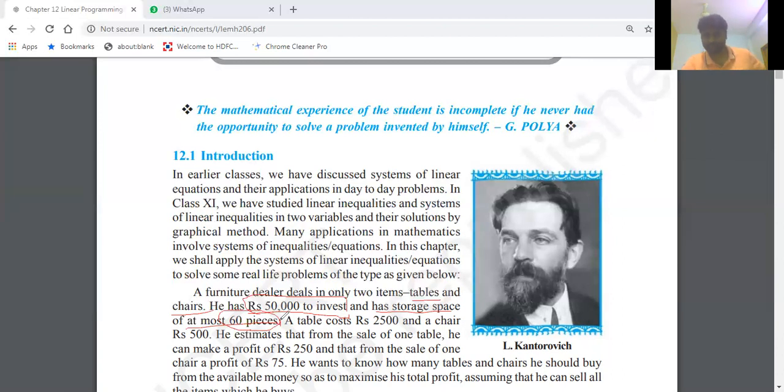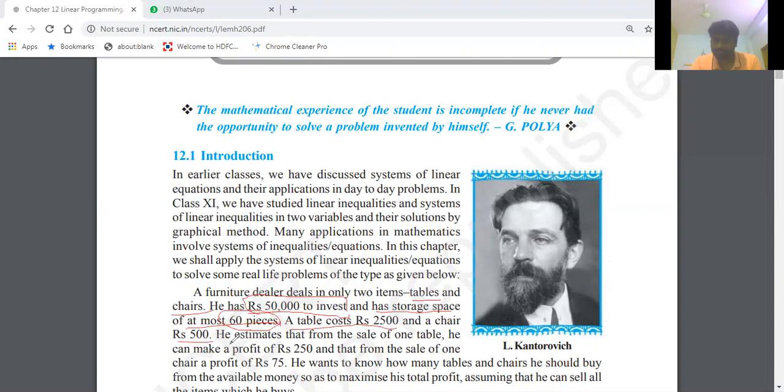Hope you can recall. After that, a table costs 2,500 rupees, correct? A chair costs 500 rupees. Hope you are understanding, correct? So it's very easy to understand, as I told you before, right? A table costs 2,500, a chair costs 500 rupees.